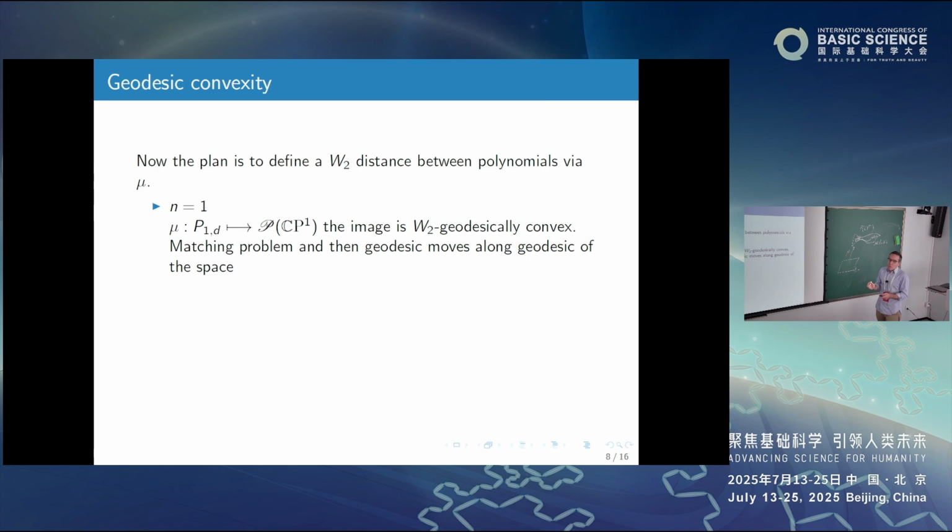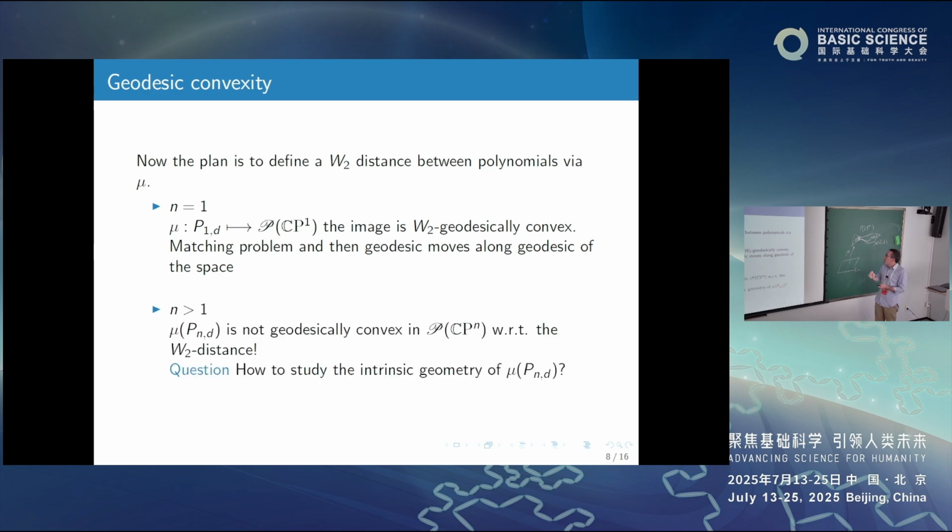So in the case n equal 1, so with a univariate polynomial, we have already discussed the fact that the map mu associates to a polynomial just a family of Dirac masses, and this is a convex set. The image will be a W2 convex set, meaning that if I take two families of Dirac masses and I take the Wasserstein geodesic, they will be again a family of Dirac masses. So this means that the image of mu will be geodesically convex. So these issues do not appear. But in general, this is not the case. So in general, mu of P and D will not be geodesically convex inside the space of probability measures.